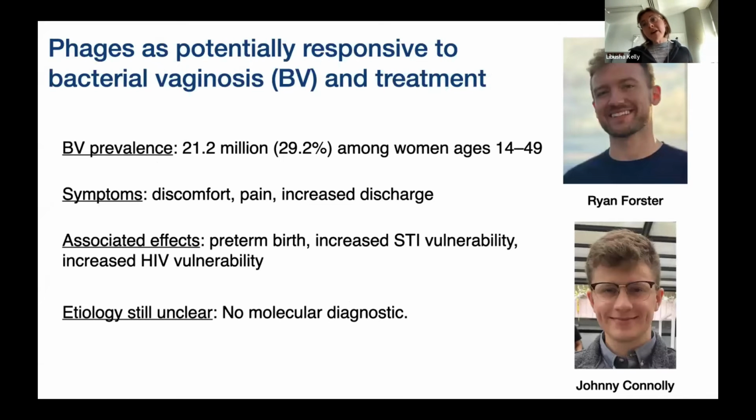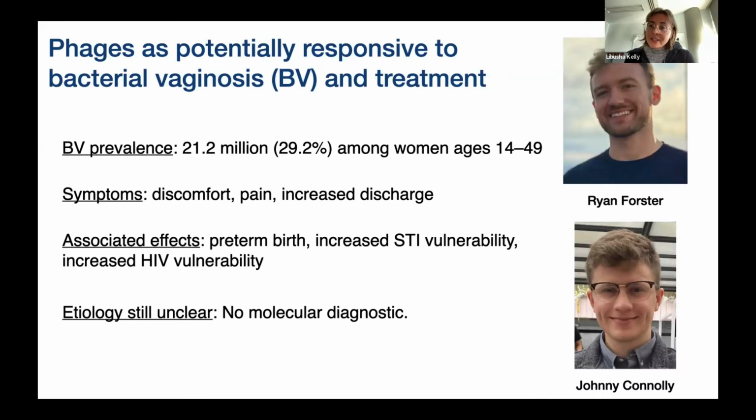So why do we care about phages in the vaginal microbiome? We think that they're potentially responsive to a condition called bacterial vaginosis and its treatment. Bacterial vaginosis affects approximately 21 million women in the United States. The symptoms include discomfort, pain, increased discharge, odor, and the associated effects are even worse: preterm birth, increased vulnerability to sexually transmitted infections, and particularly increased vulnerability to HIV.